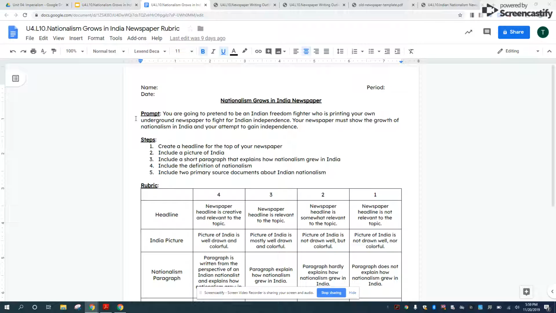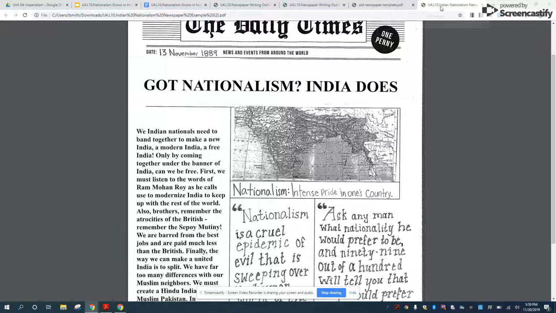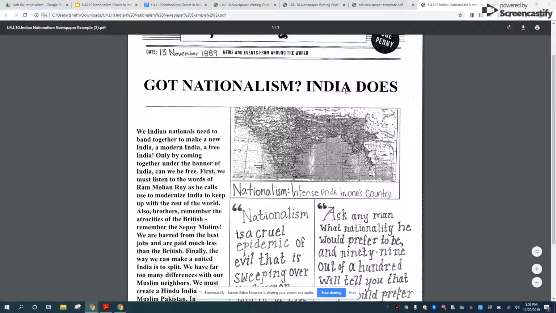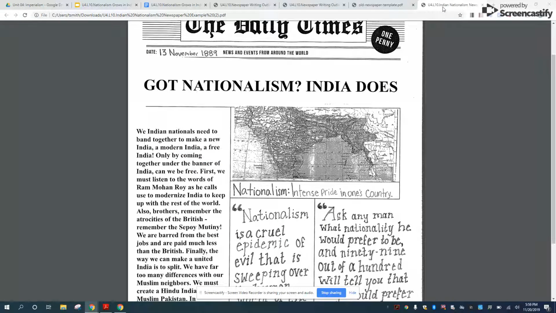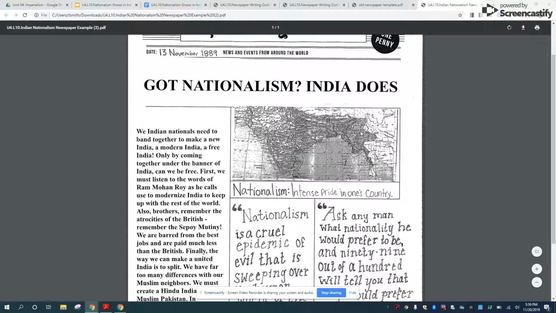Here's our prompt. You're going to pretend to be an Indian freedom fighter who is printing your own underground newspaper to fight for Indian independence. Your newspaper must show the growth of nationalism in India and your attempt to gain independence. Here are the steps. 1. Create a headline for the top of your newspaper. Mine has got nationalism, India does. 2. Include a picture of India. Here's my picture of India.